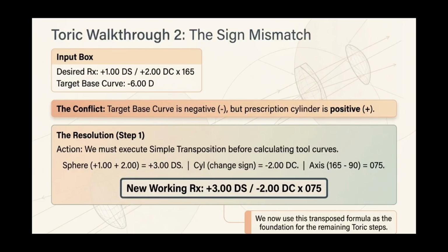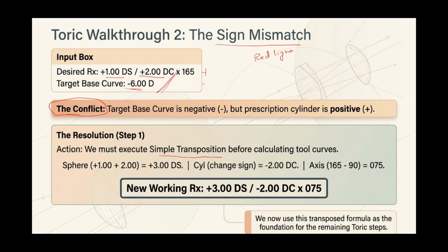Now let's see another scenario. Here this scenario is a sign mismatch, or the red light scenario, which we earlier talked about. So what is this red light scenario? Here there is a spherical prescription, which is +1, and the cylindrical prescription is +2, whereas the base curve is -6. So there is a sign mismatch. This is plus and this is minus. So how do we solve this conflict? We have to do a simple transposition.